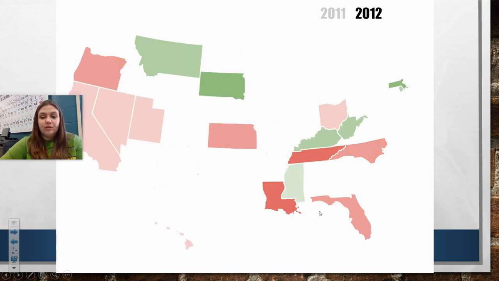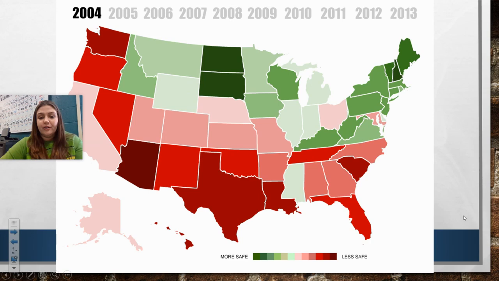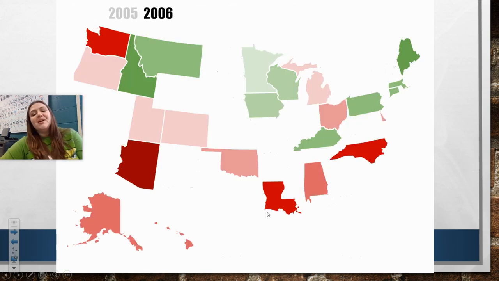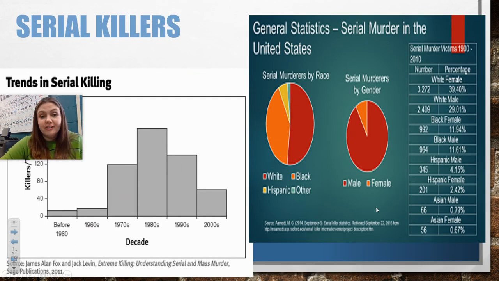So right now, closer down, we get more red. I don't know why it won't just freeze. There we go. 2013, Texas is pretty red. Now, here's a chart just based on actual serial killers.